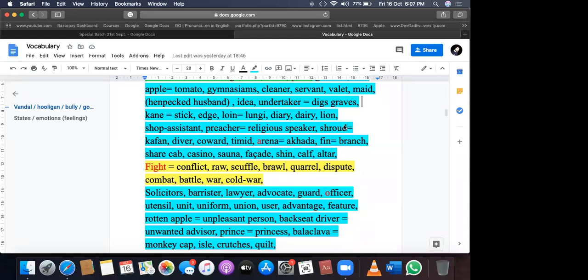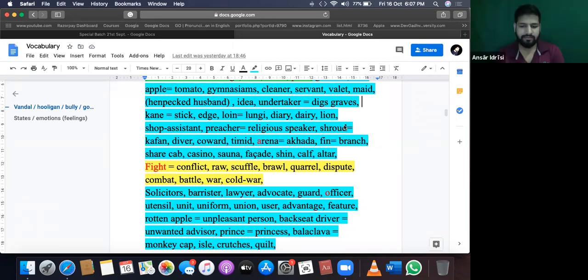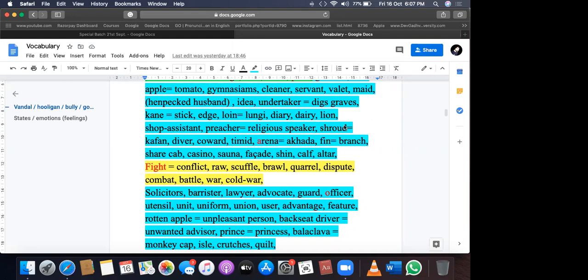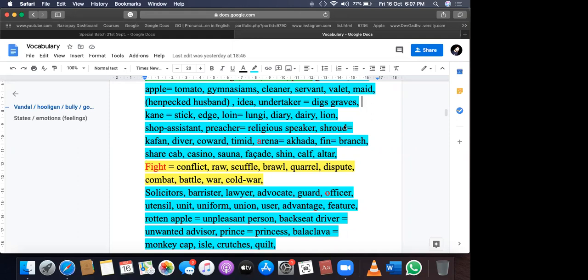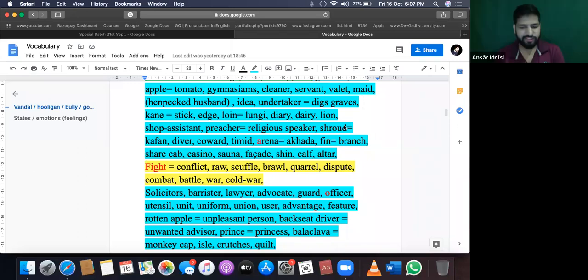Next. There are 10 mobiles. Are there 10 mobiles? There aren't any mobiles. Good. Next. There are 6 users. Are there 6 users? There aren't any users. Users. There are 4 advantages. Are there 4 advantages? There aren't any advantages. Advantages. Very good.